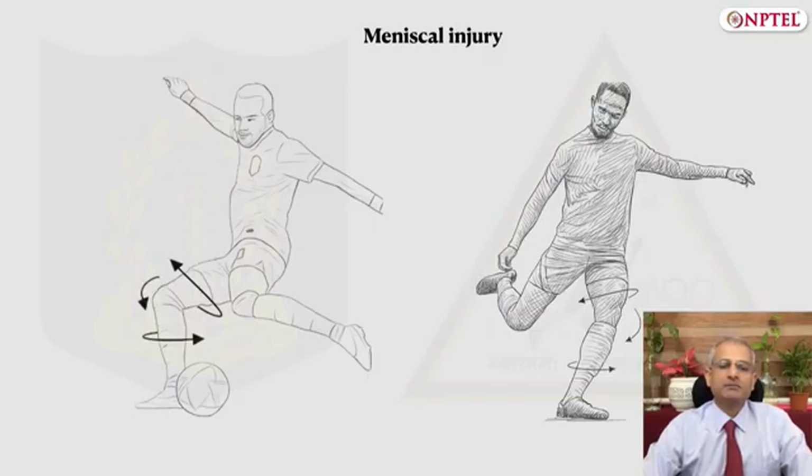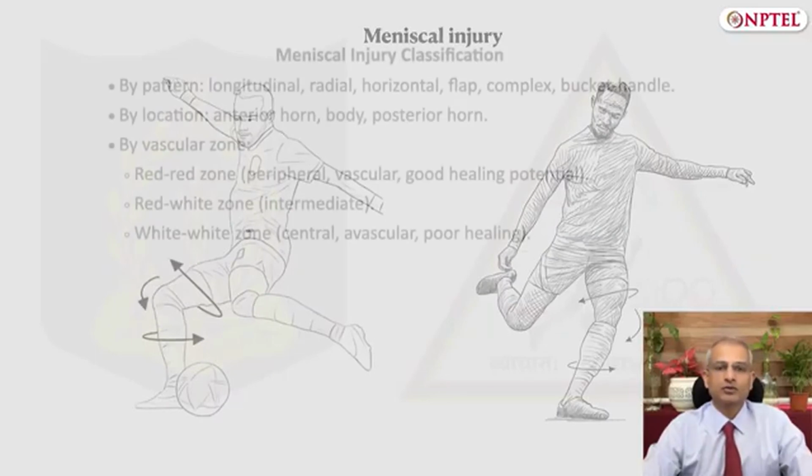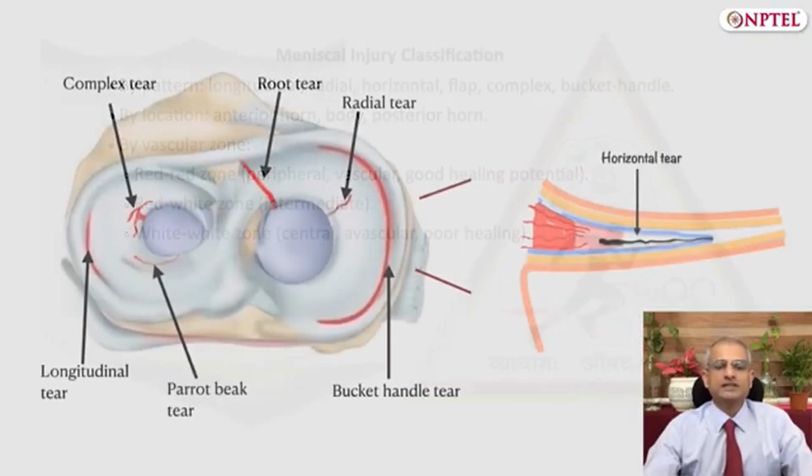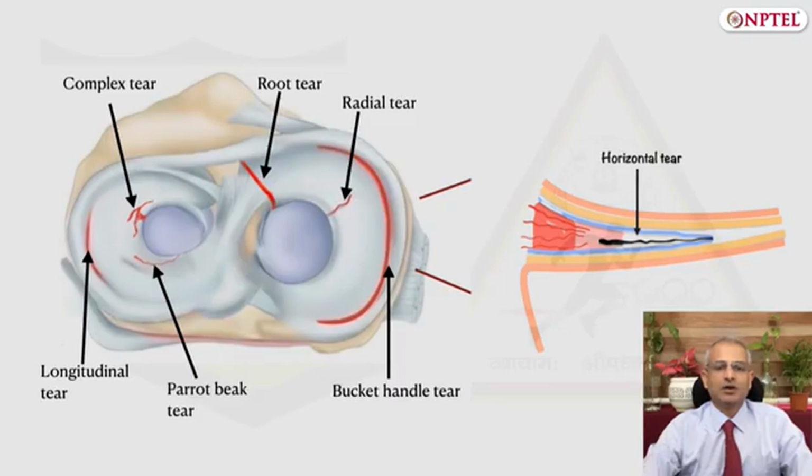In general, the medial meniscus is more commonly injured as it is more fixed to the bone due to the attachment to the medial collateral ligament. The meniscal injuries can be classified based on the pattern as longitudinal injuries, radial injuries, horizontal injuries, flap tears, complex tears, and bucket handle tears, as shown in this figure.